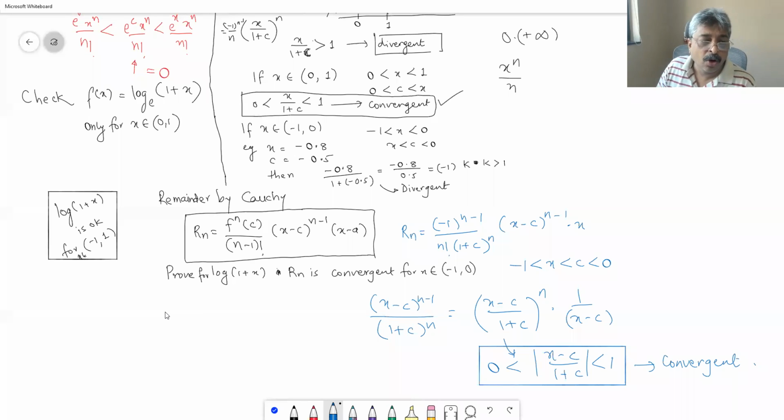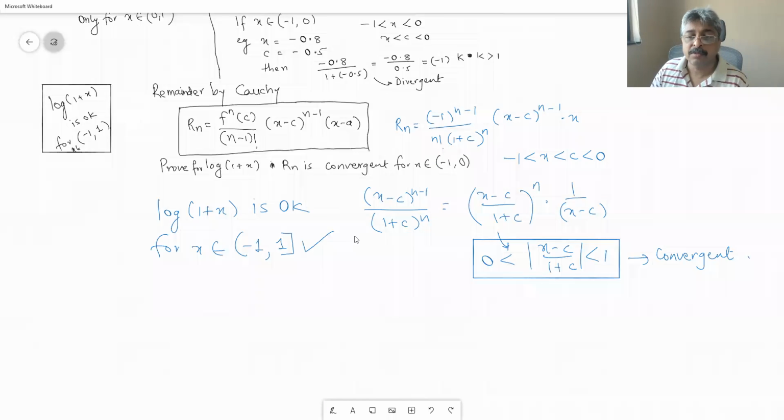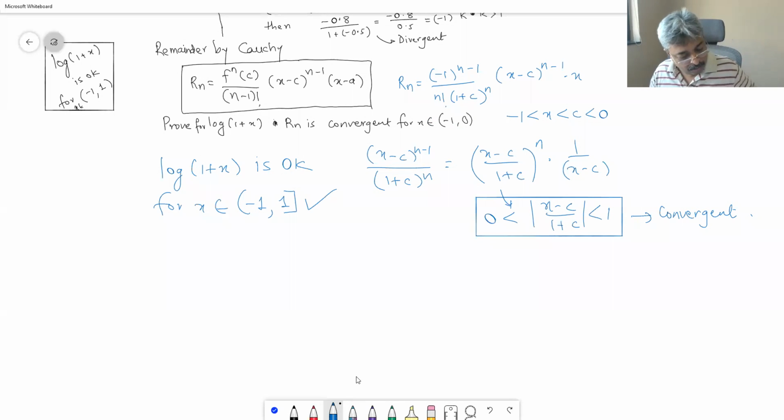So log 1 plus x is okay for x belonging to the open interval -1 to closed interval +1. This is proved. Okay, so these are the functions, and one more function we need to try is our simple one, because we have been using it.